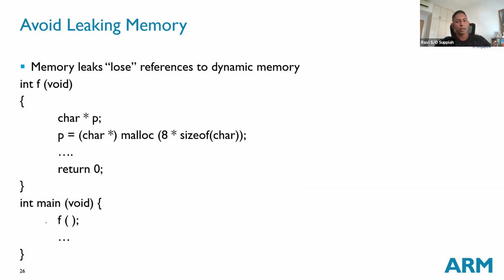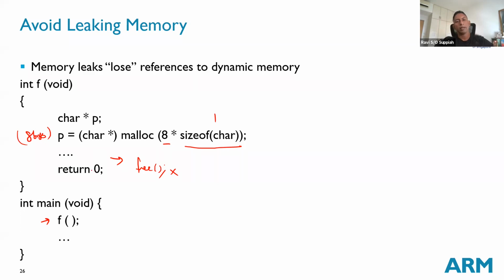Inside the main function, I call f. And inside f, what am I doing? I request to allocate 8 bytes, 8 multiplied by size of char, which is 1 byte. So every time I call function f, I allocate 8 bytes. Then I use it, and then I just return. But what happens? I did not call free. I'm supposed to call free, but I did not call it. And this is a very big issue.